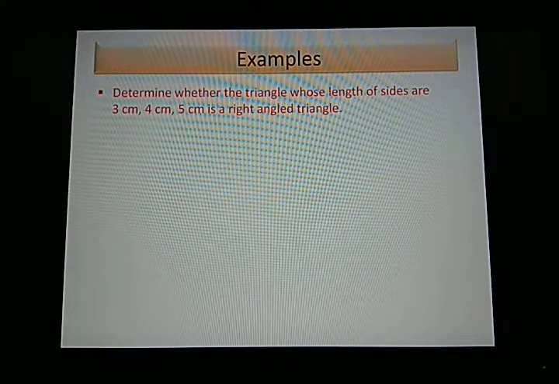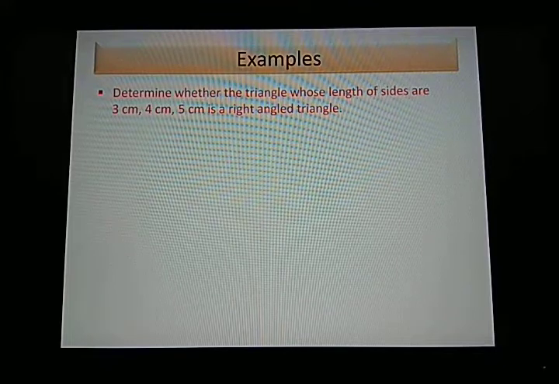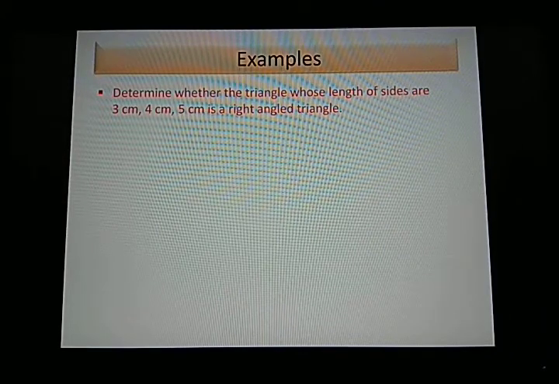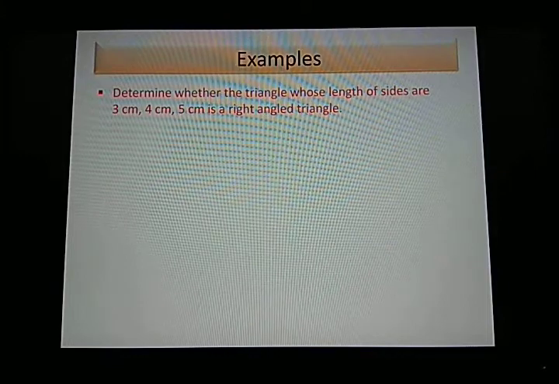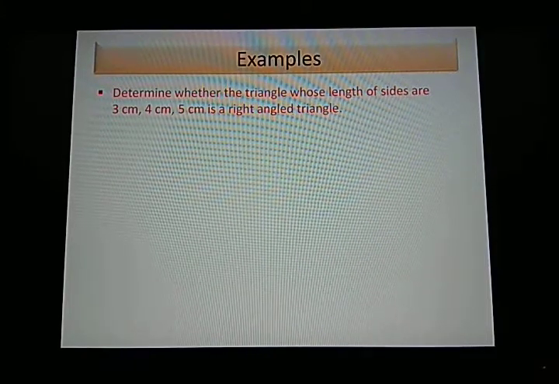So the first question states, determine whether the triangle whose length of sides are 3 cm, 4 cm, 5 cm is a right angle triangle. So we have to check whether these lengths of the sides make a triangle which is a right angle triangle. So how to check it? It's quite simple. We can apply the Pythagoras property.